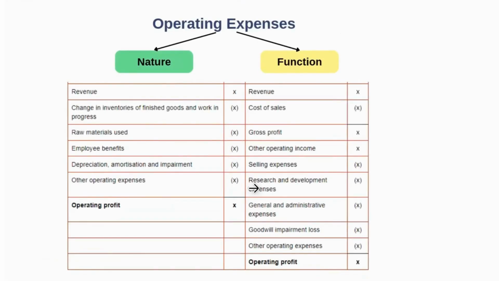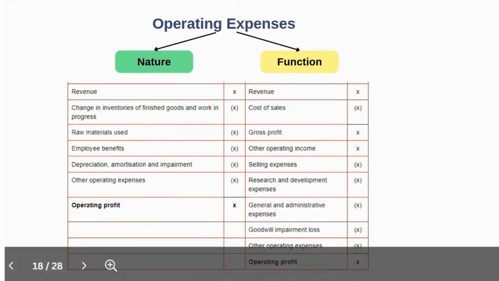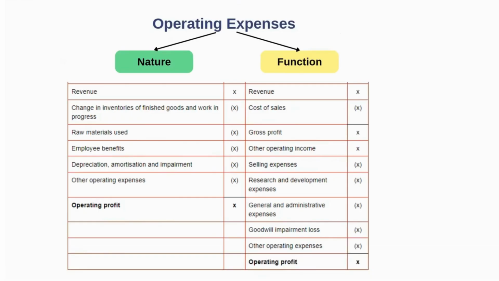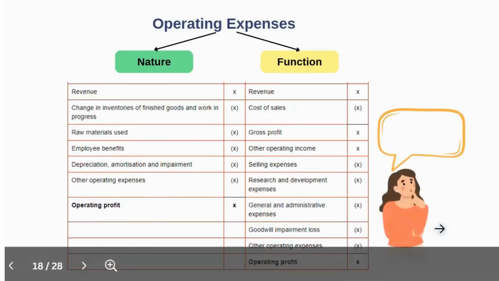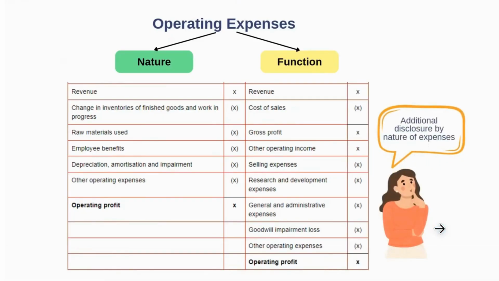Operating expenses we can state by nature or by function. By nature, we aggregate our expenses according to the nature of economic resources used. For example, depreciation, amortization, raw materials consumed, employee benefit expenses. And we categorize them by function according to the activity to which they relate. For example, cost of sales, selling expenses, general and administrative expenses, etc. Entities that classify expenses by function must disclose additional information on the nature of expenses, including depreciation, amortization, and staff cost.